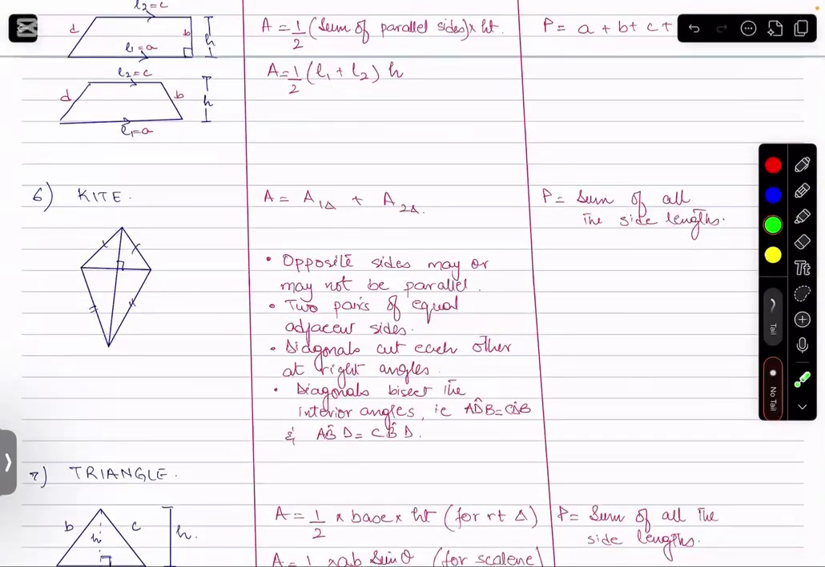And then for the kite, how do we get the area of the kite? Area of the kite, just divide it into 2 triangles.